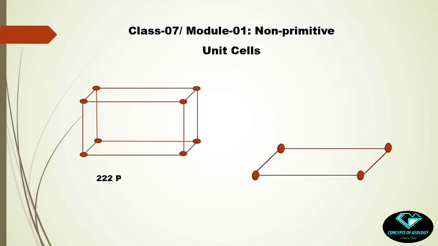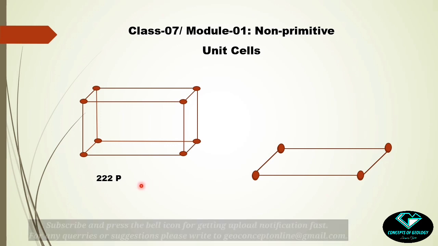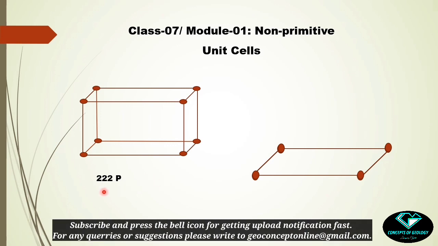Till now, whatever we have seen, the 7 basic shapes in 3 dimensions, they were all primitive cells and they are designated by the symbol capital P. Okay, this P is for primitive. For example, in this case of orthorhombic primitive unit cell, this is symbolized as 222P.